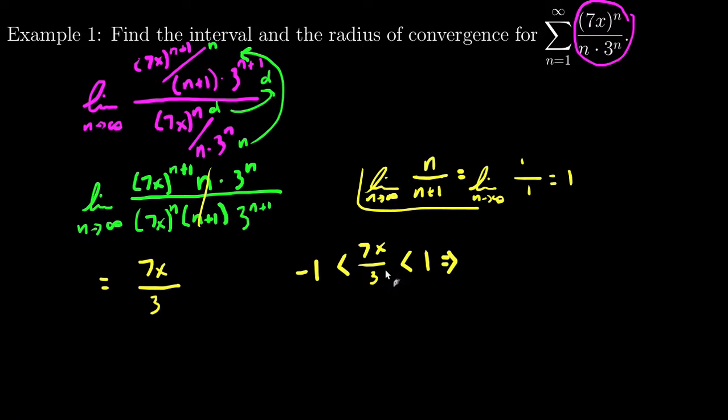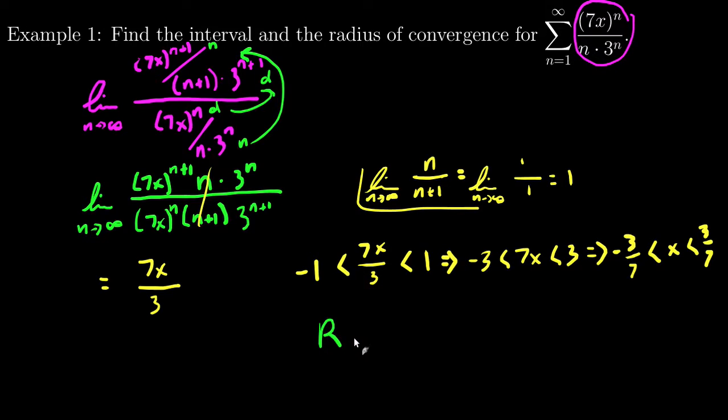Multiply everything through by 3 to get rid of this 3. -3 is less than 7x is less than 3. And divide everything through by 7, and I get that -3/7 is less than x is less than +3/7. Before I go on, this interval is 6/7 long, going left 3/7 and right 3/7, so the radius of convergence is half that. It will be 3/7.